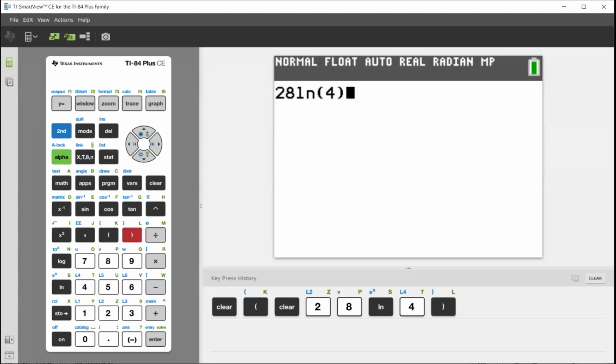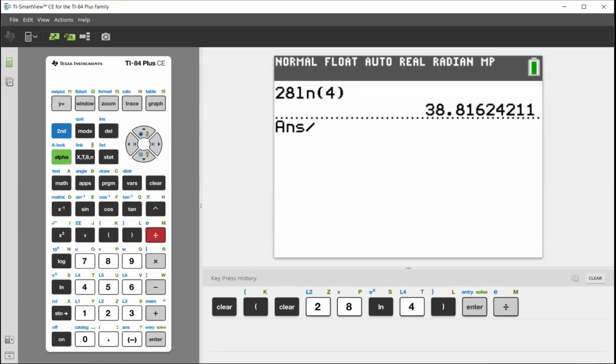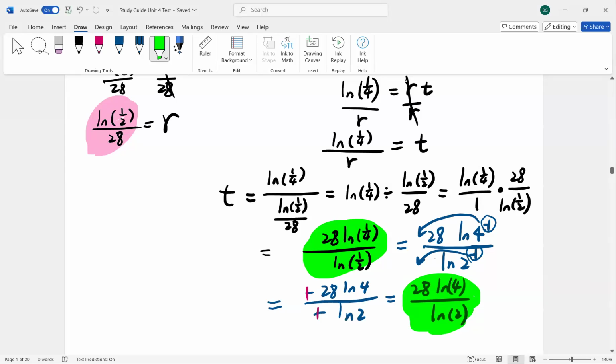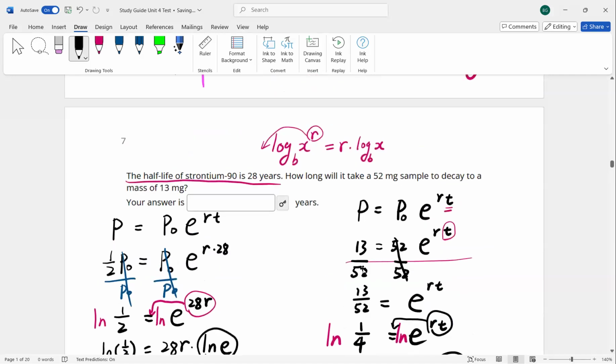Let me double check. Yeah, 28 times ln 4. That's the numerator, right? Once you have the numerator, divided by the denominator, denominator is ln 2. Close the argument. 56. Let's go back. Stop sharing the calculator. Let's go back to the notes. 56 is the answer, right? It takes 56 years to decay to 13.